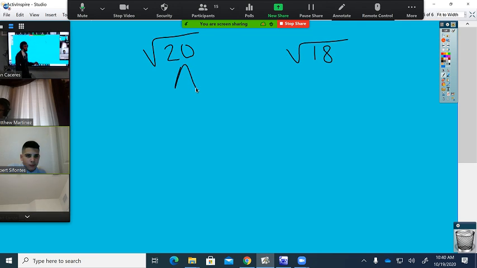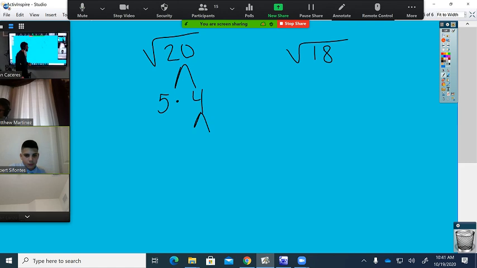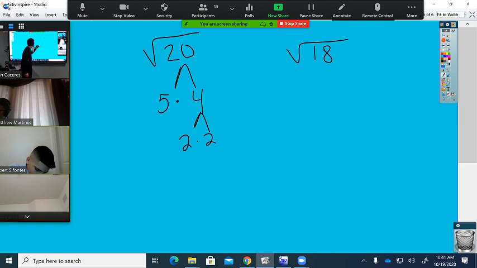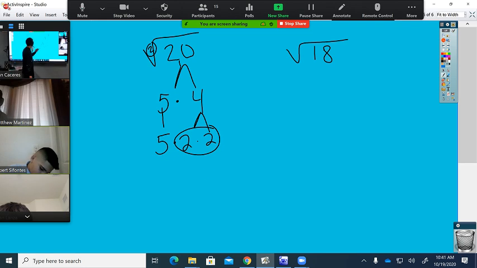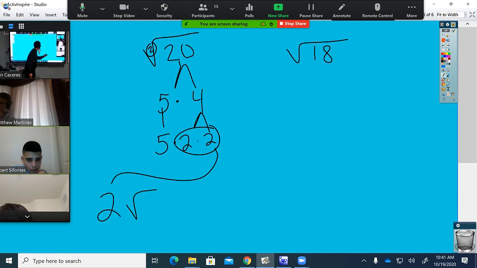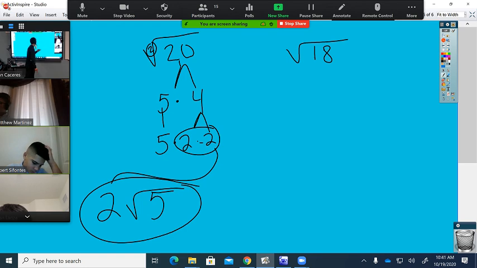20 breaks down to be 5 times 4. Can anything be broken down more? The 4 could be broken down to 2 times 2. This 5 comes down. You can always check if you did it right by multiplying these 3 numbers, making sure it gives you 20. 5 times 2 times 2 is 20. Now, does anything repeat twice? Because the 2 repeats twice, and that's the root of 2. That's why we're looking at that 2. It comes out once. What stayed inside of the radical here? The 5. So 2 square root of 5.